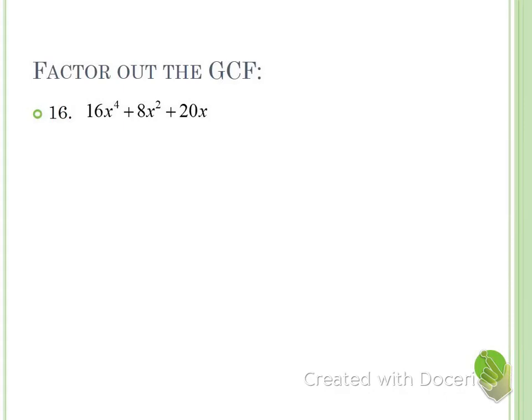Last one, best one. Stop the video, start it back up, and see if you got it right. Okay, how about it? Did you come up with 4x as your greatest common factor? And then when you divide a 4x out of all those, you would get 4x to the third plus 2x plus 5. Does that make enough sense?